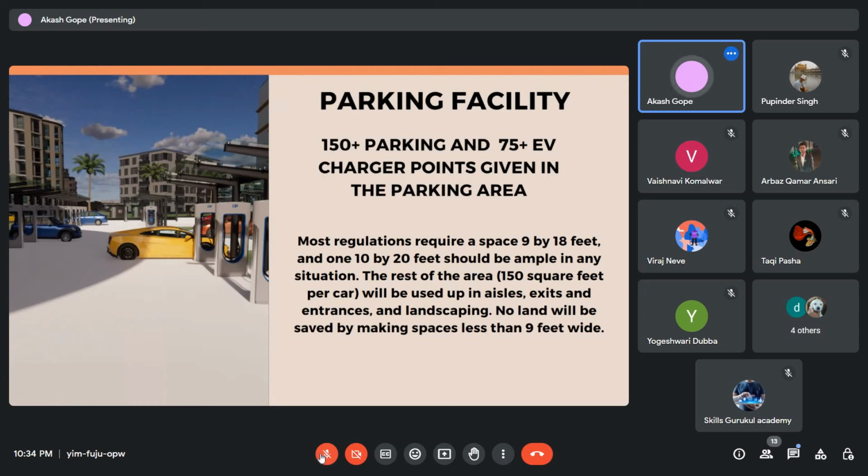Parking facility: 150 plus parking and 75 plus EV charging. I provided open parking, and 75 plus EV charging points are given in the parking area.